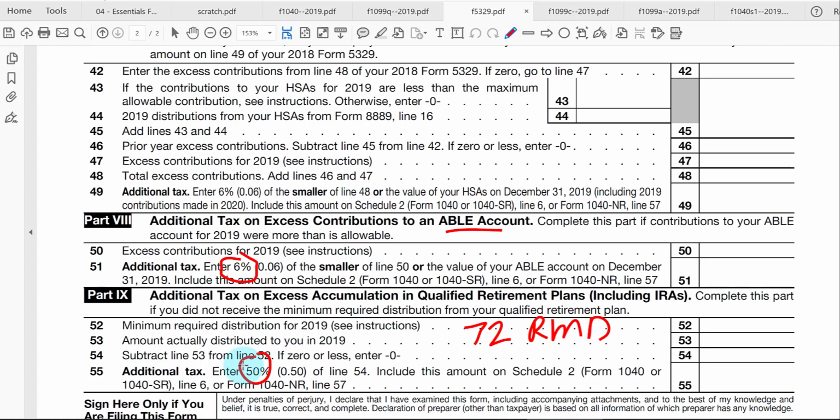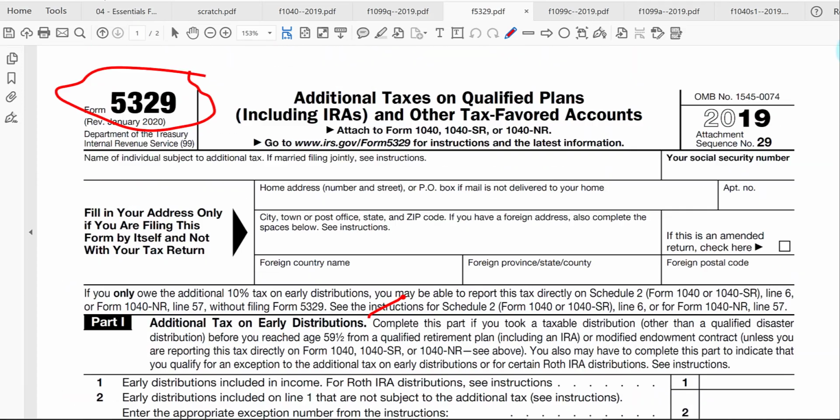Pretty stiff penalty. So typically, if for whatever reason this had occurred, you try to get the penalty abated for some reasonable cause by writing up a message to the IRS. Okay, so that's this form 5329, to calculate out the penalty.